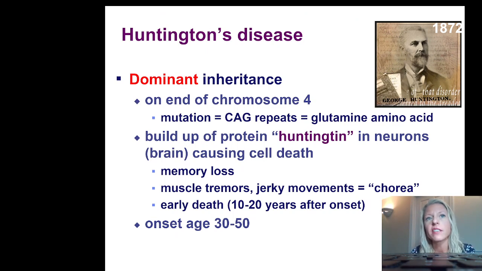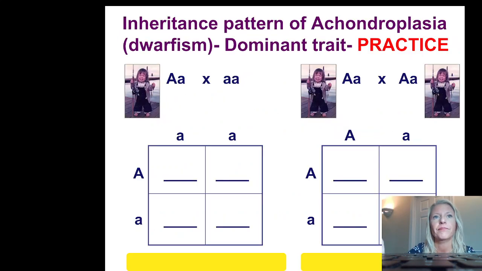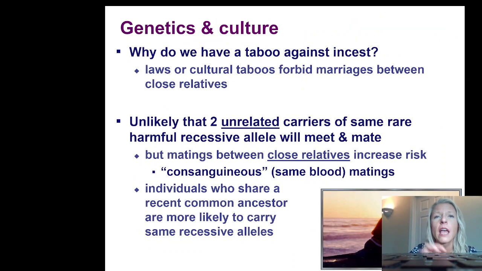Now, Huntington's disease is an example of dominant inheritance where there is a mutation involving the glutamine amino acid, and this causes a buildup of the Huntington protein in neurons. The symptoms are memory loss, muscle tremors, and death about 10 to 20 years after disease onset. Here is a way to do some practice with inheritance of dwarfism.